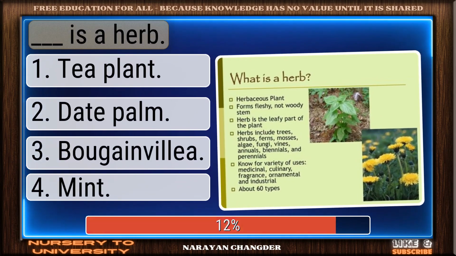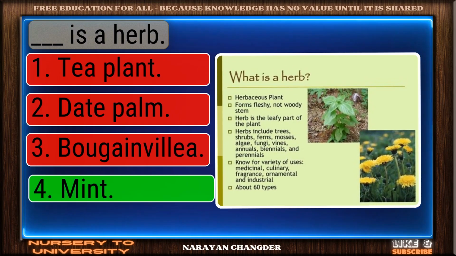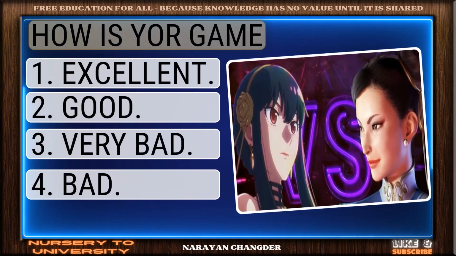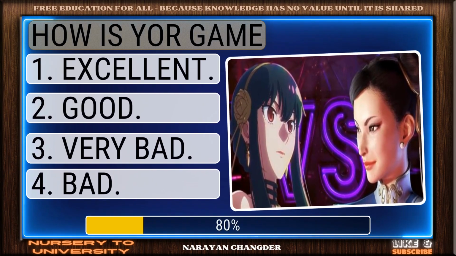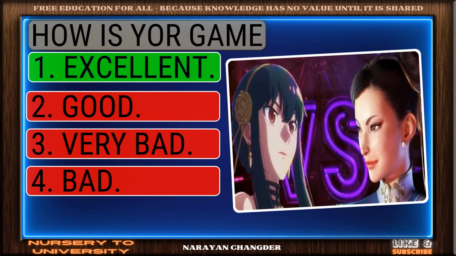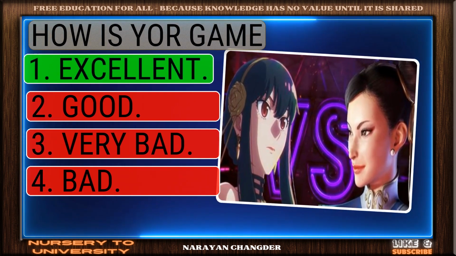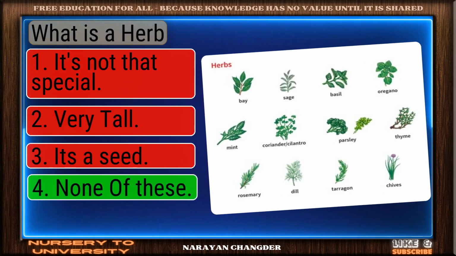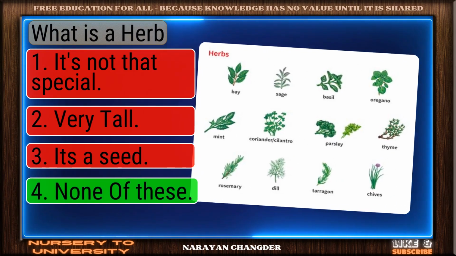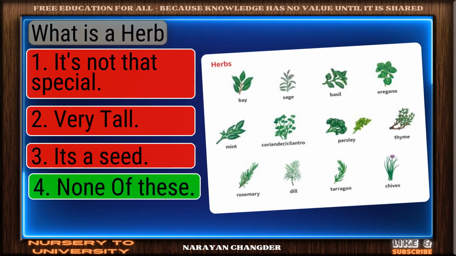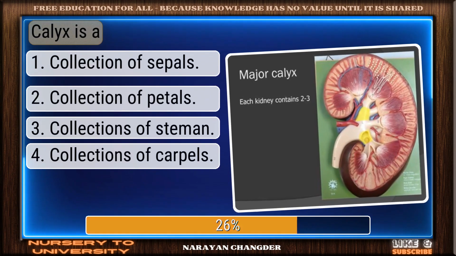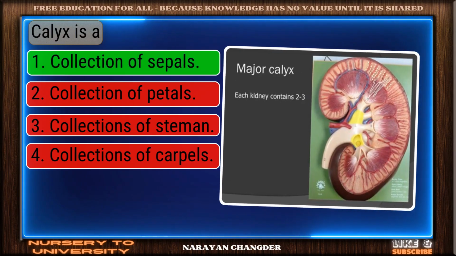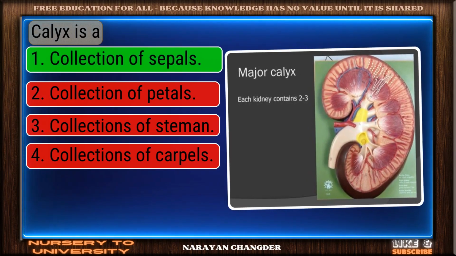Dash is a herb. Well reasoned. Mint is the correct choice. How is your game? Nice selection. Excellent is the correct and valid answer. What is a herb? Exactly. None of these make sense, and it is the right choice. Calyx is a... Strong choice. Collection of sepals is the right answer.